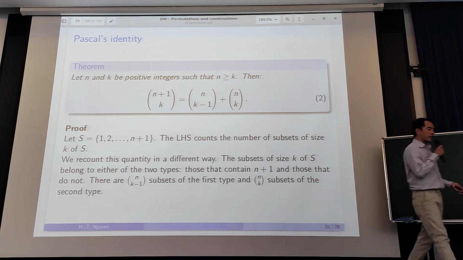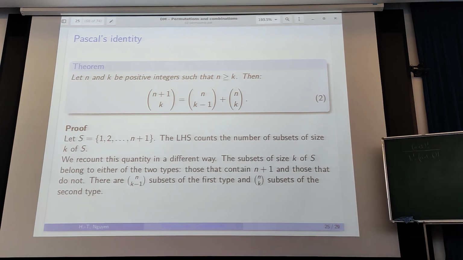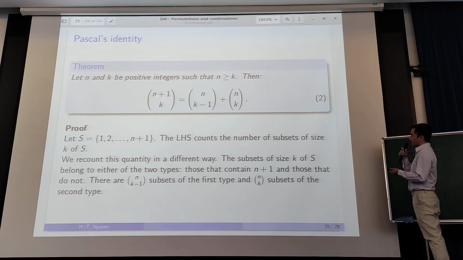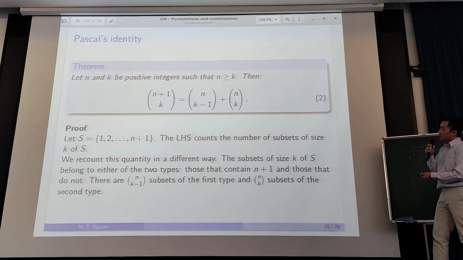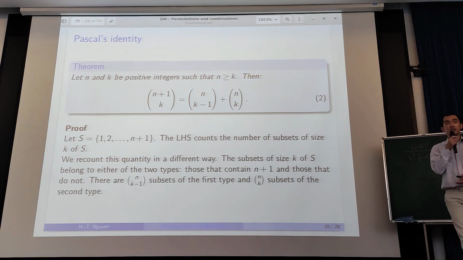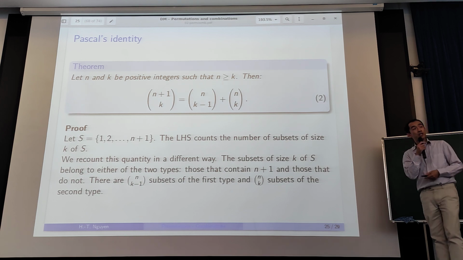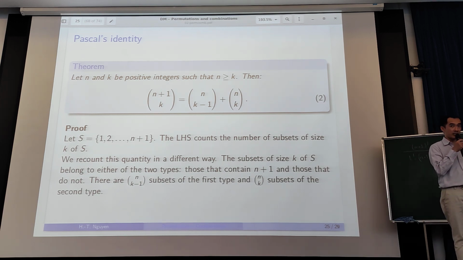Once again we count something in two different ways. On the left-hand side it is direct. We consider a set of size n plus 1, and without loss of generality we suppose that it is the set of integers from 1 to n plus 1. With this set, we know directly that this term on the left-hand side is the number of subsets of size k of our set S. That is the definition of binomial coefficients.